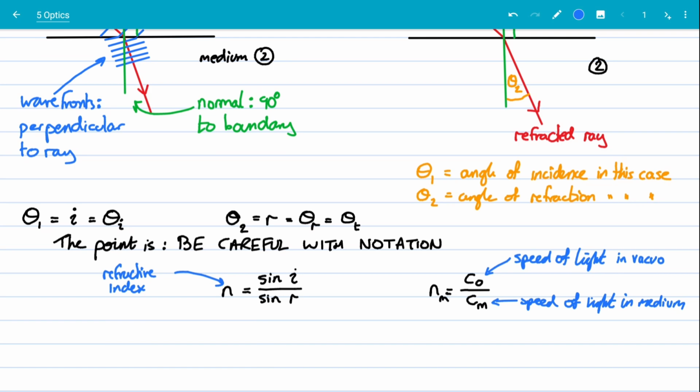Yeah, that's something that you need to be aware of. So the refractive index can only ever have a value that is 1 or greater than 1. It can never be less than 1.